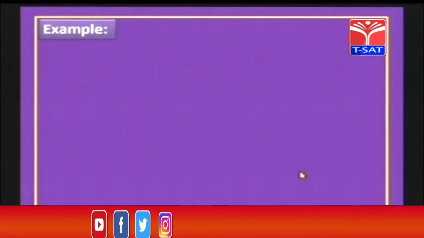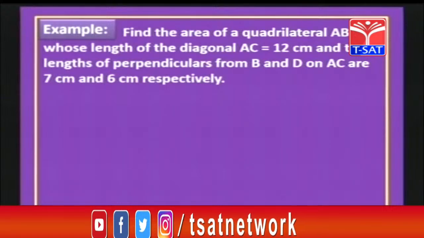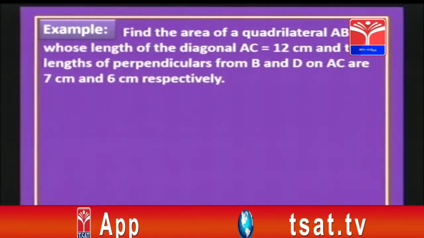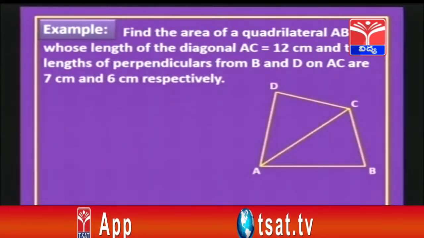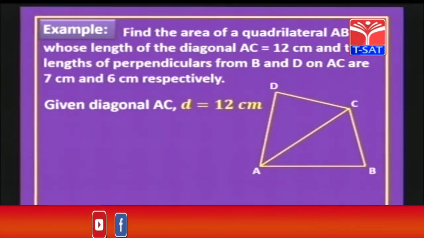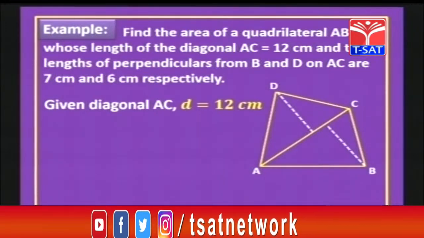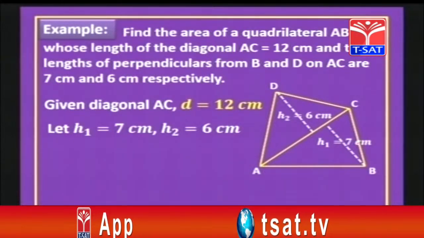Take a look at one example here. Find the area of a quadrilateral ABCD whose diagonal AC is 12 centimeters long and the perpendiculars from B and D on AC are 7 centimeters and 6 centimeters respectively. Okay, so this is the figure drawn, and the length of the diagonal is given as 12 centimeters, and the altitudes drawn from B and D are how much? Yes, they are 7 and 6. So I am assuming H1 as 7 and H2 as 6, children.